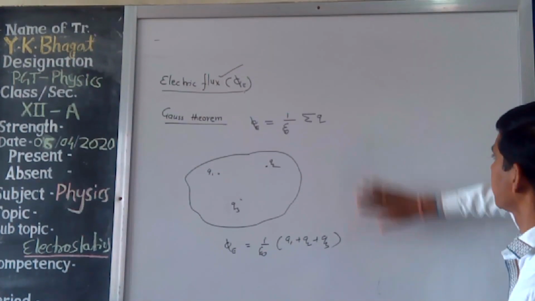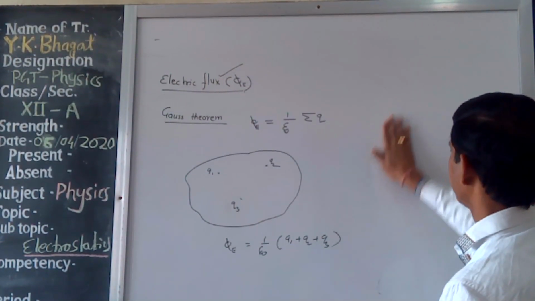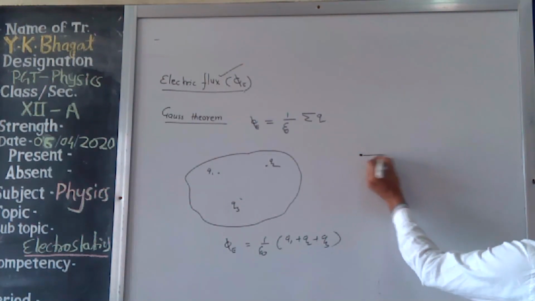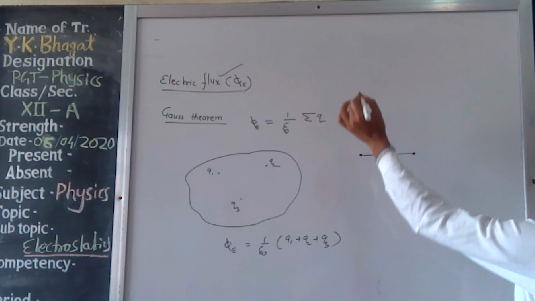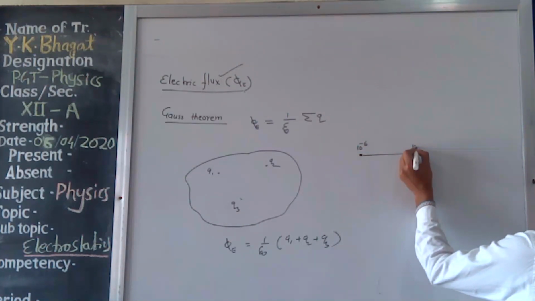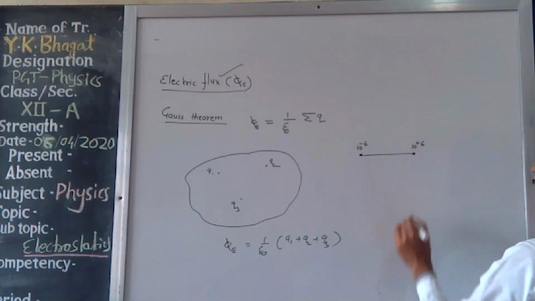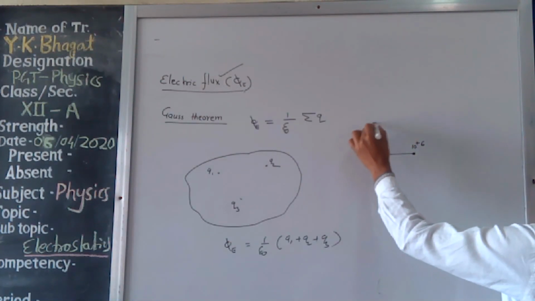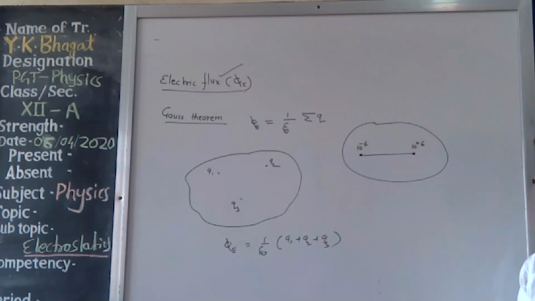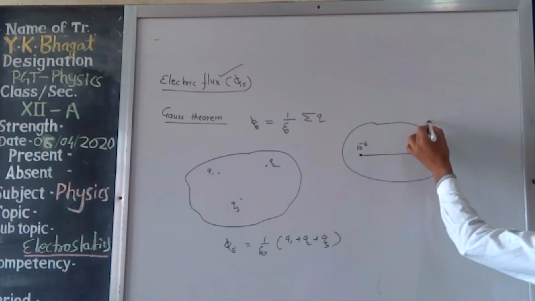Suppose an electric dipole having charge plus 10 raised to minus 6 and minus 10 raised to minus 6 is enclosed by any surface. What will be the total electric flux coming out through that surface?